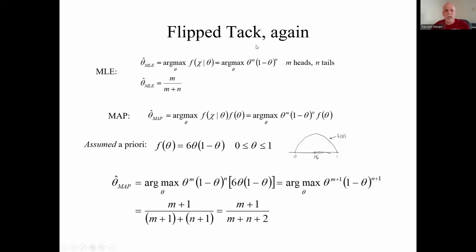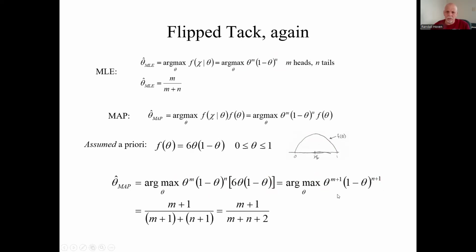For this example, we'll say the a priori looks like this. It's a legitimate PDF. It integrates to one, okay? So the thing we want to maximize then is this. Here's what we maximized for just MLE. Take my word for that from previous. So there's that, plus this a priori PDF, which is that part. Algebraically simplify and you get this.